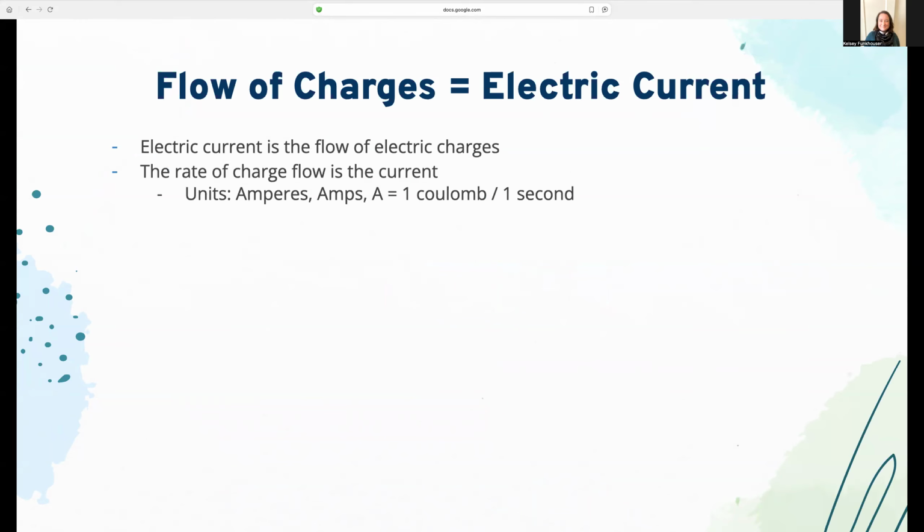It's the rate of charge flow, and that's given in amps or amperes, capital A, and that's Coulomb, which is the unit of charge, per second, unit of time.